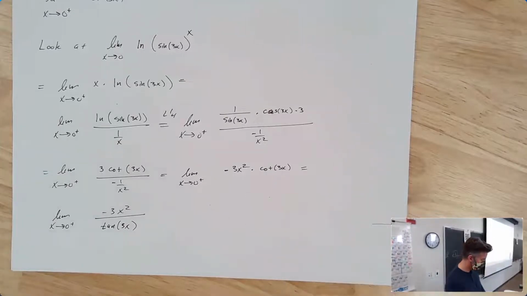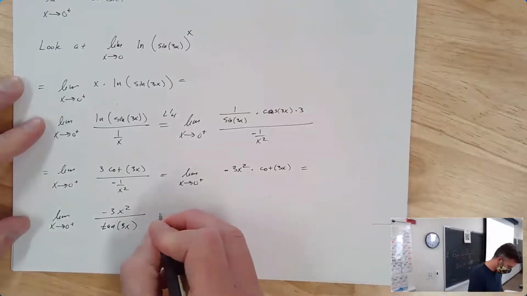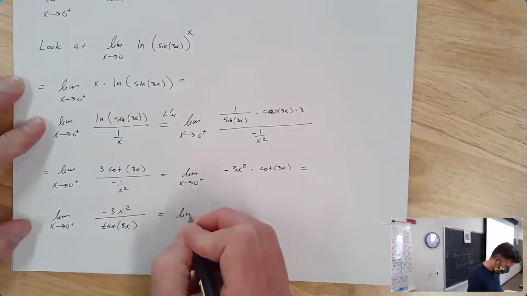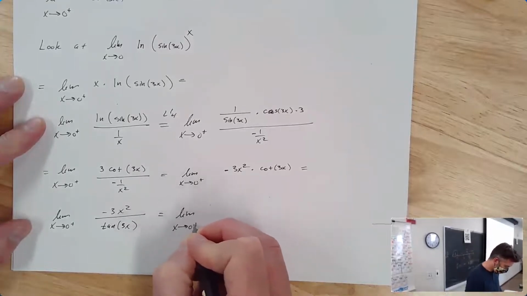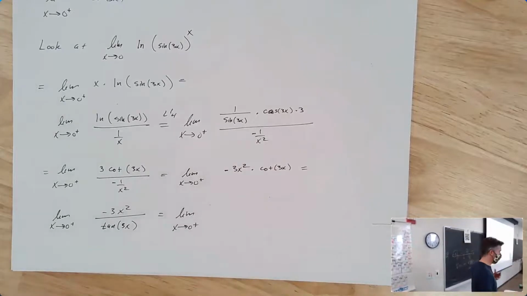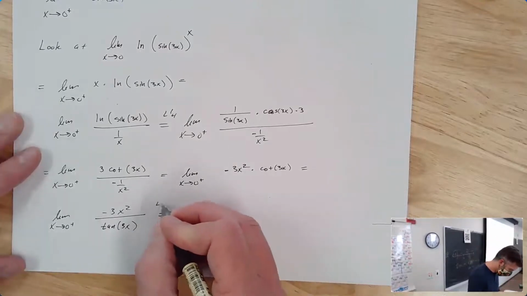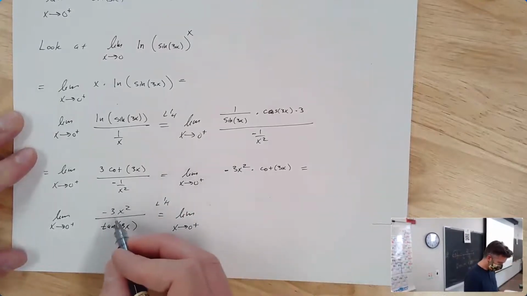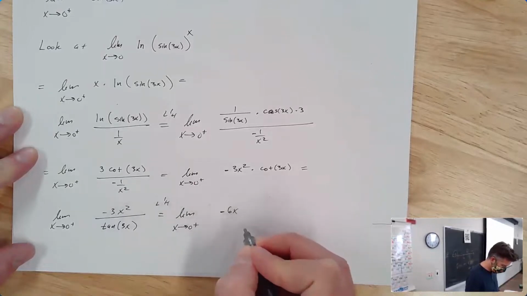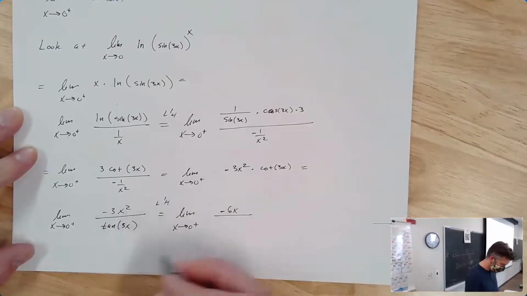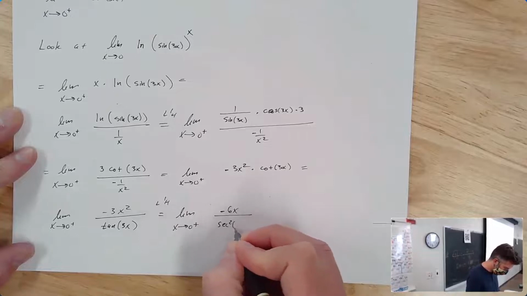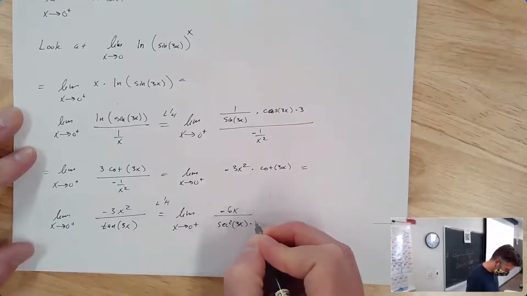And now that seems like it might not be terrible. It might still be terrible. Let's see what happens. The limit as x goes to 0 from the right. I can, well, I actually should say, I can use L'Hopital's rule because tangent of 0 is 0 and negative 3 times 0 is definitely 0. So using L'Hopital's rule, the derivative of negative 3x squared is negative 6x. The derivative of tangent of 3x is secant squared of 3x times 3.